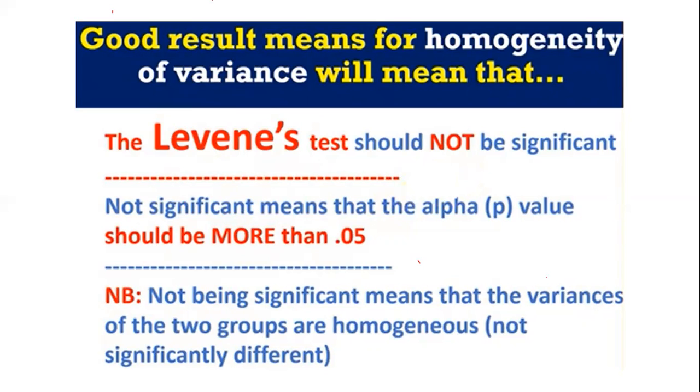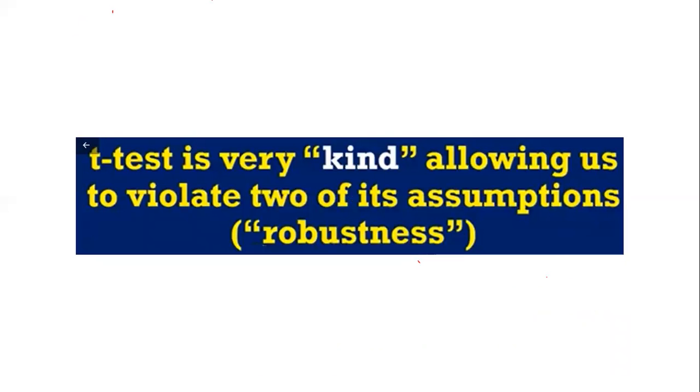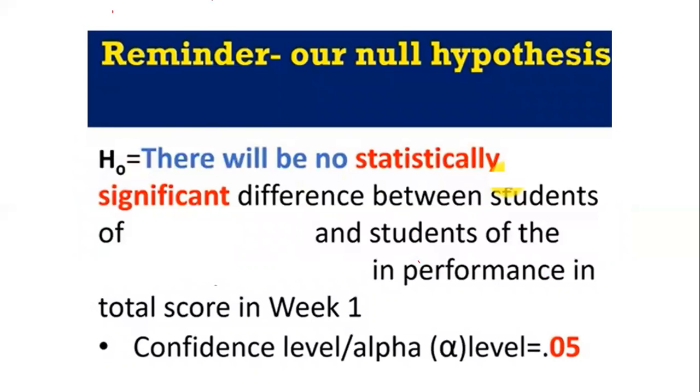Once you are able to pass through those two, which means your data is normal and your data is of homogeneity of variance. Now, I said this earlier about the robustness of the t-test: when we say the t-test is very kind, allowing us to violate two of its assumptions, that gives room for robustness. And also, let's consider this null hypothesis. When you have the null hypothesis, you have your H and your small letter O down lower here. Some people at times write H and write O at the upper. That is wrong.